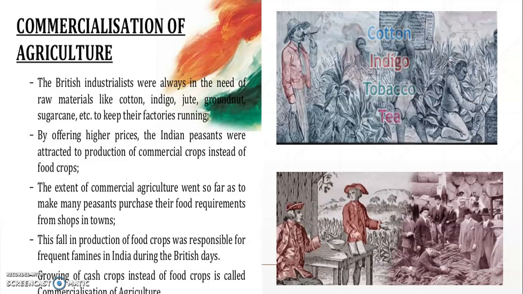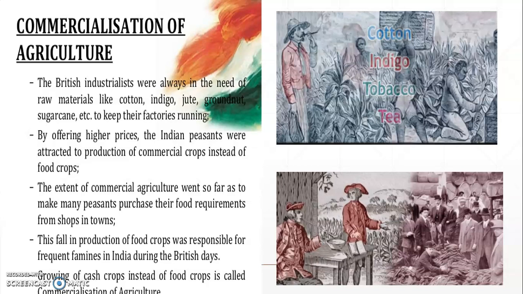That is, once you sow a seed, once you sow that particular plant, then for years together you don't have to sow again and again. The plant starts growing and you get a proper yield from that. So cotton, indigo, tobacco, sugarcane, groundnut, jute, these were the plants which were profit yielding.